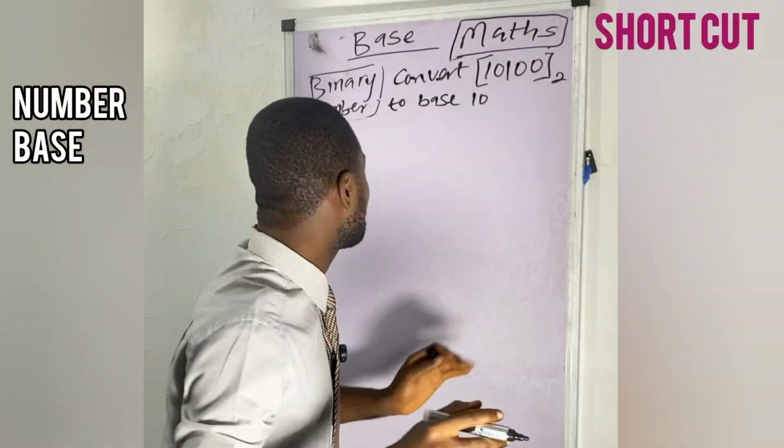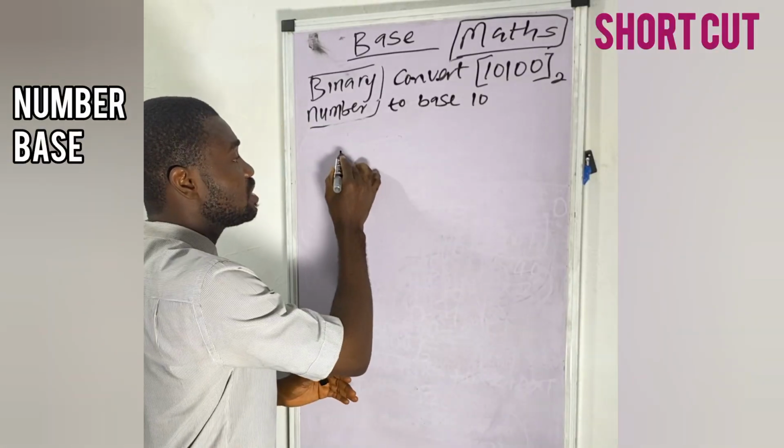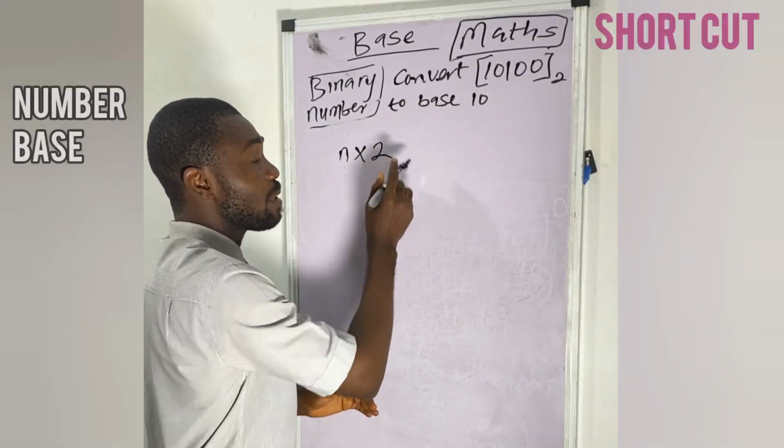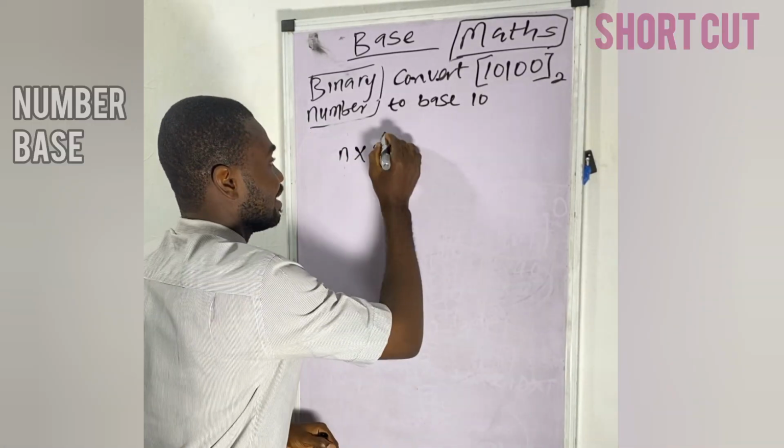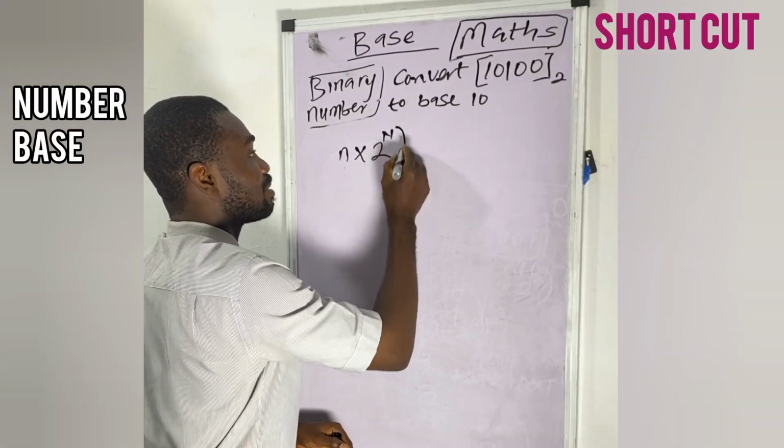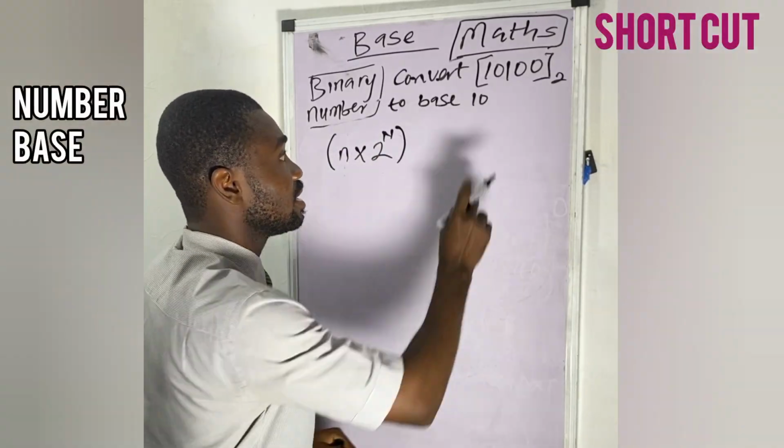It has one easy formula. It is the number, which is n, times 2 raised to the power of the number of digits after the number. We now represent this with capital letter N, bracket close. So this is the formula. Very easy. This is what we are working with.